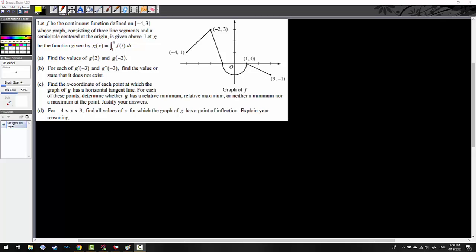It reads, let f be the continuous function defined on -4 to 3, whose graph consists of 3 line segments and a semicircle at the origin. And it's given above. Let g be the function defined by g of x is equal to the integral from 1 to x of f of t dt.